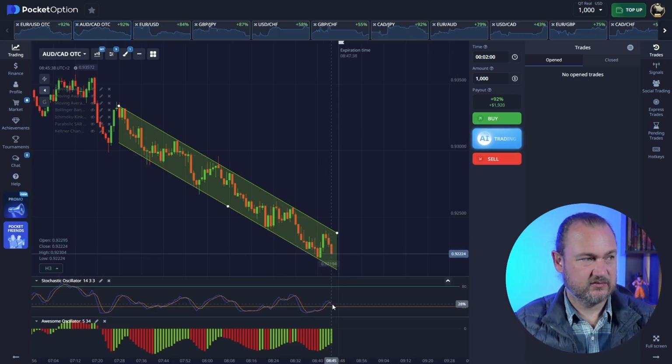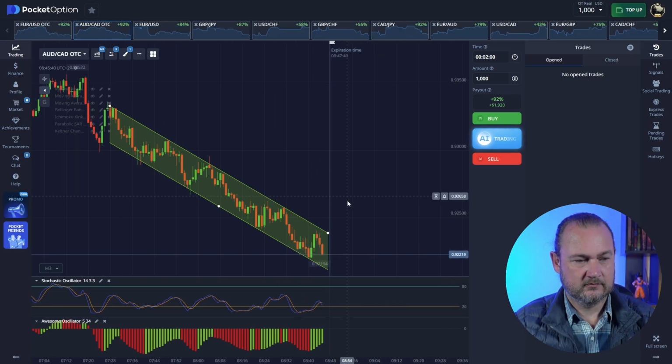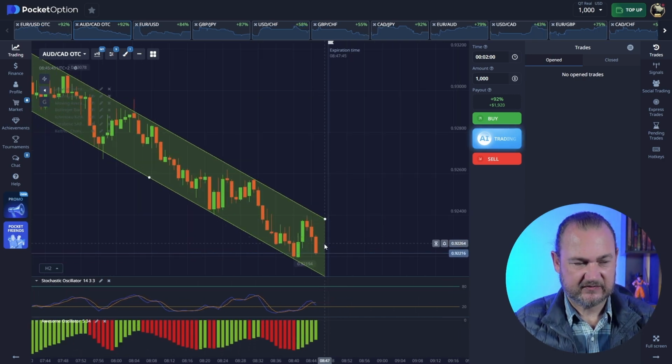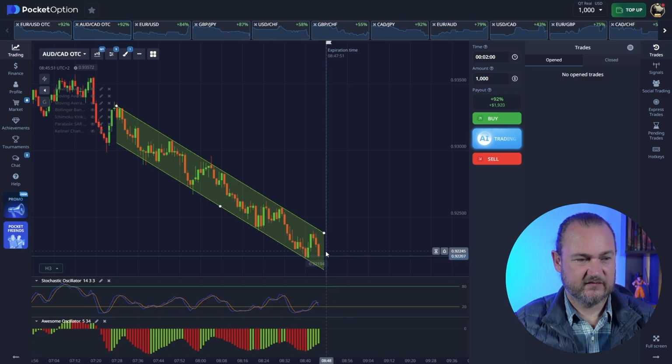Stochastic has turned down now. Let's just see what this bar looks like. We've got 15 seconds left on this candle. 10 seconds left on it. Let's see what this does. If we get a red histogram bar now, we'll take a sell trade. If not, we'll go to a different asset.